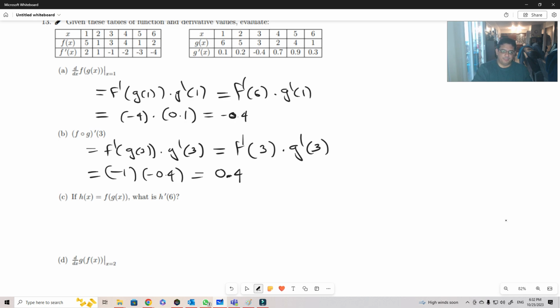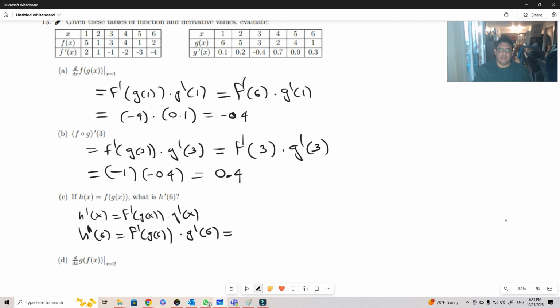Now, here we have the same way of asking this. We're asking the same thing in a different way. We have h is f composed g. What is h prime of 6? So h prime here is going to be f prime composed g of x times g prime of x, right? And if I'm asking in 6, then h prime of 6 will be f prime of g of 6 times g prime of 6.